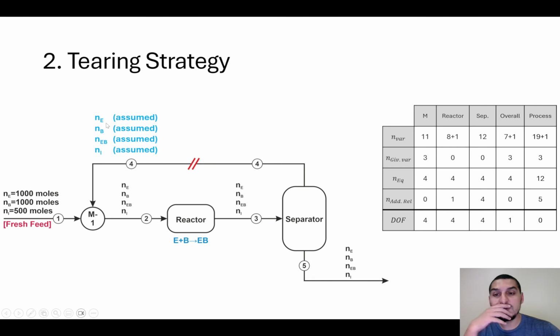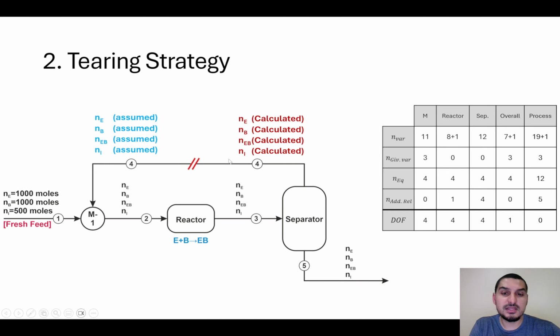Okay, so I assume the solution, and then I will solve the mixer, calculate stream 2, solve the reactor, calculate stream 3, and recalculate stream 4 one more time. Okay, so this is what I do. I assume something and then I go with the calculations until I calculate it one more time. And now I have one of 2 options. The first option is that the assumption that I made was correct. And if the assumption is correct, then the calculated value of stream 4 is going to be equal to the assumed value because it's correct.